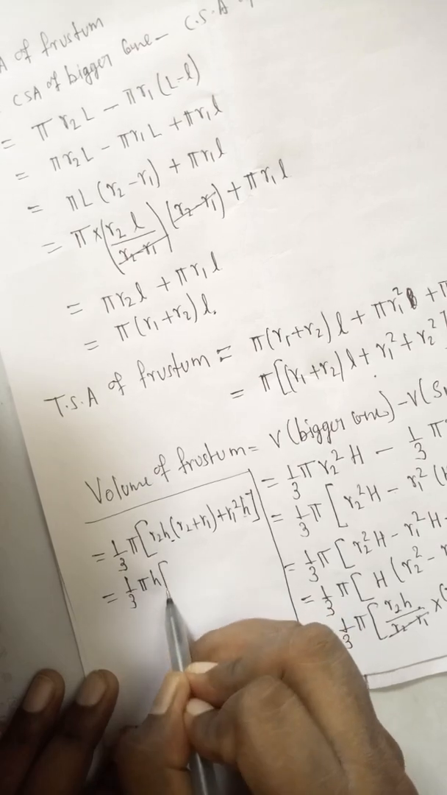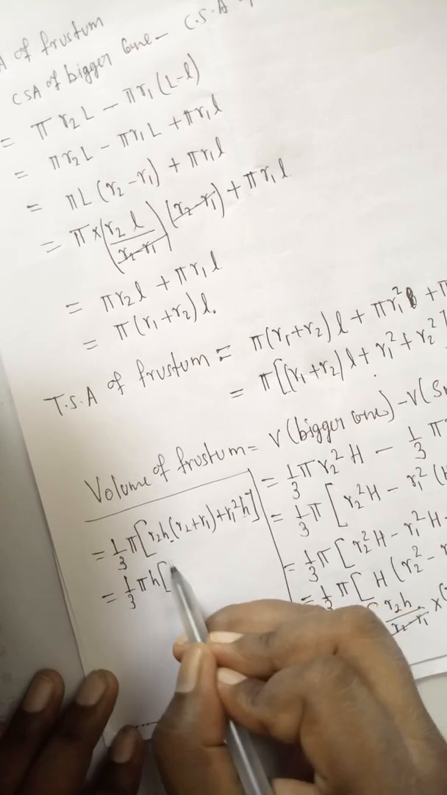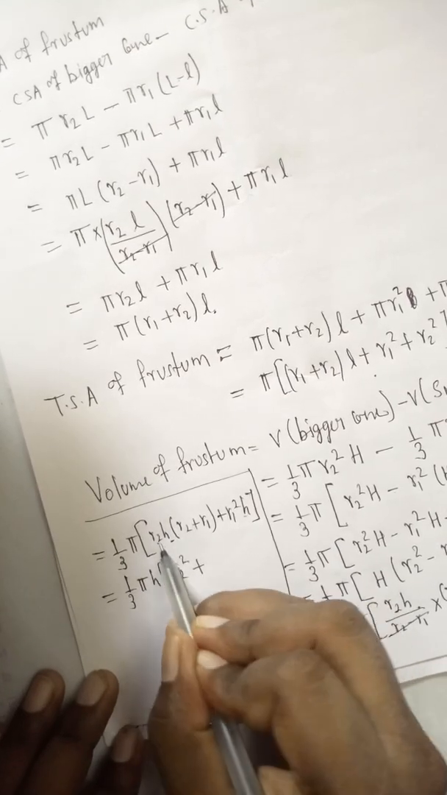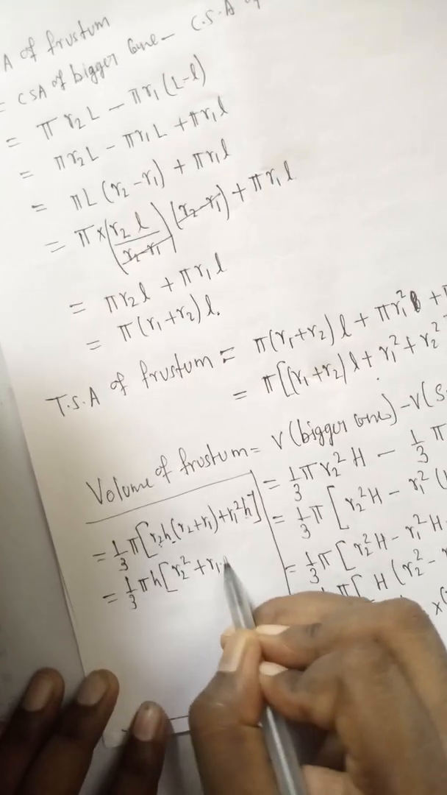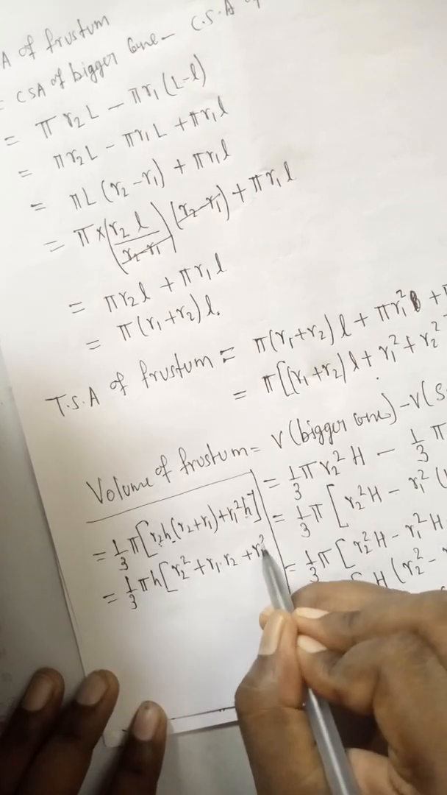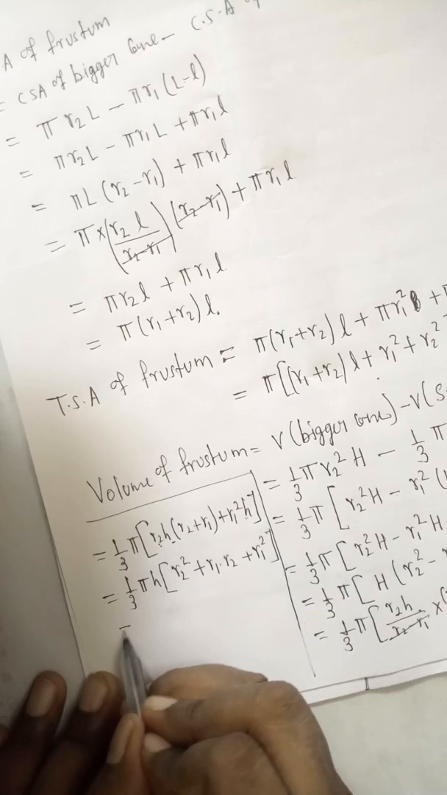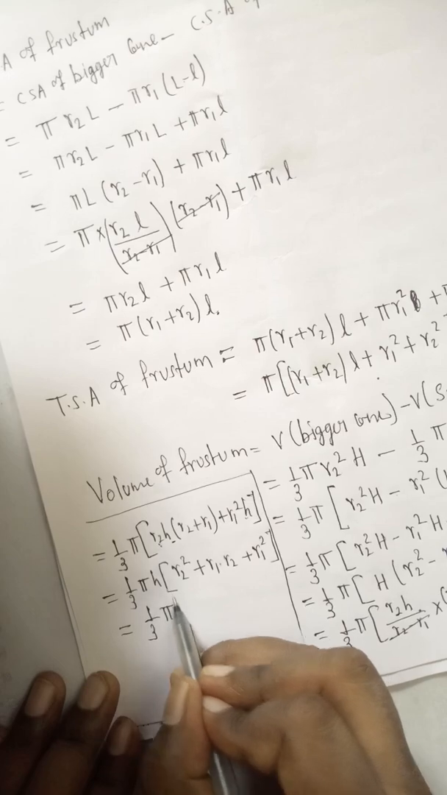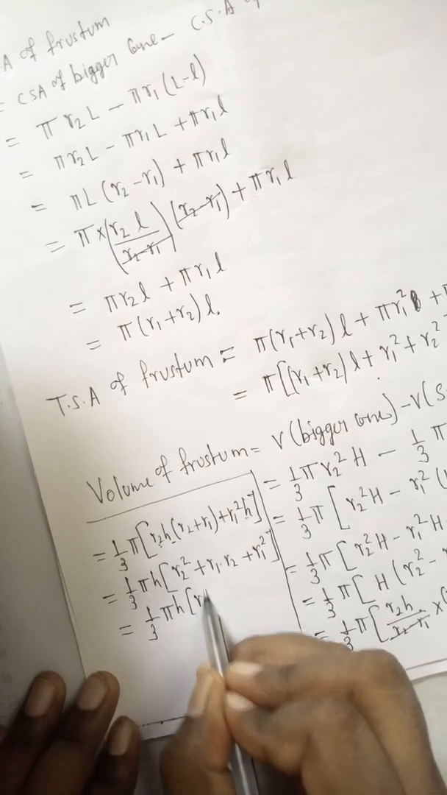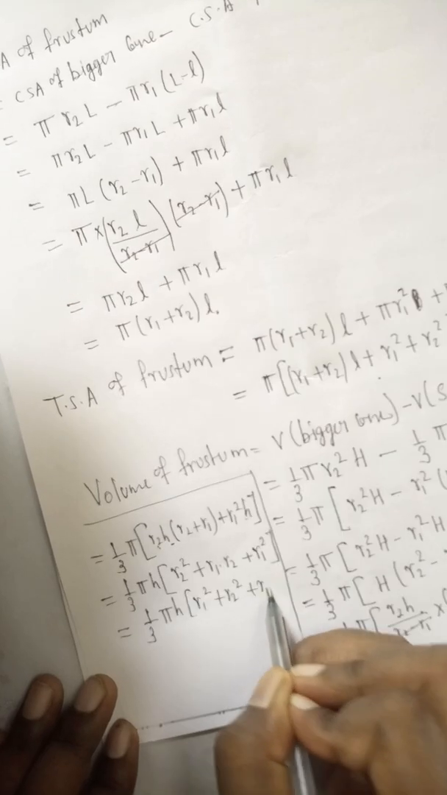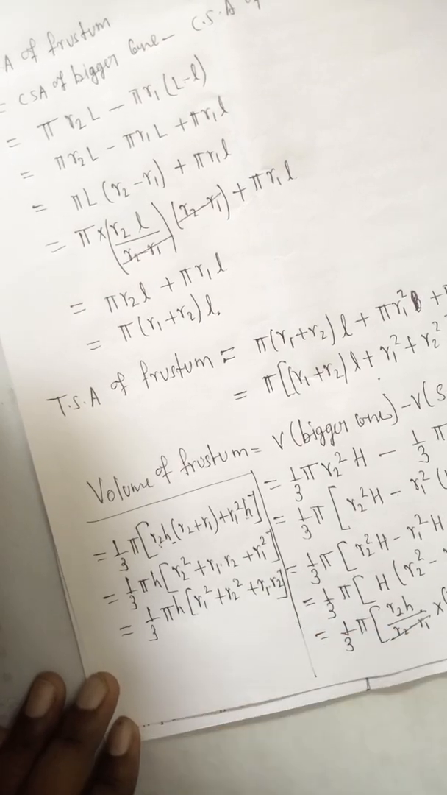When you're taking h common, what is remaining inside? This r2 into r2 can be written as r2 square, plus this can be written as r1 into r2. h has already gone out, so what is remaining? r1 square. So the final formula for volume of frustum is 1 upon 3 pi h, in bracket r1 square plus r2 square plus r1 into r2. Hope this is clear to you all.